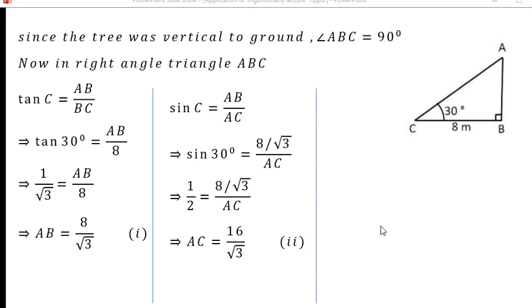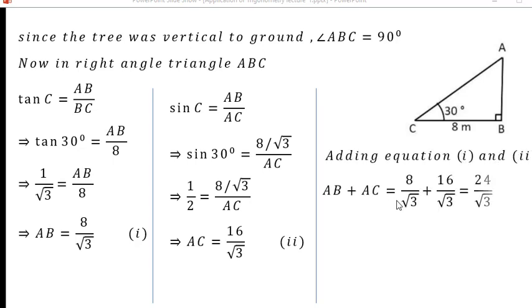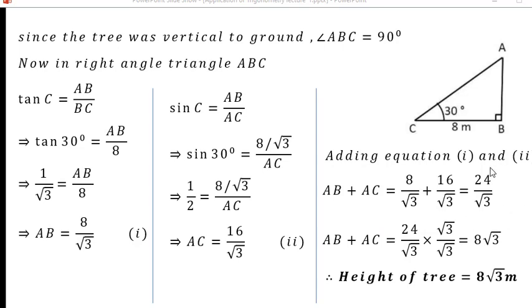Now the height of the tree is AB plus AC. So let us add equation 1 and 2. I get 24 upon root 3. After rationalization of the denominator, I get the value as 8 root 3. So I will say that the height of the tree is 8 root 3 meters.